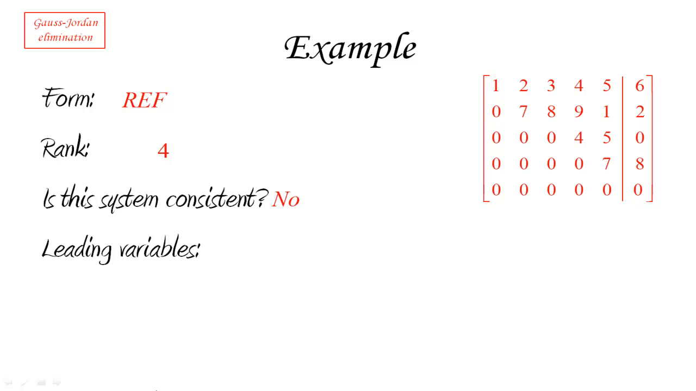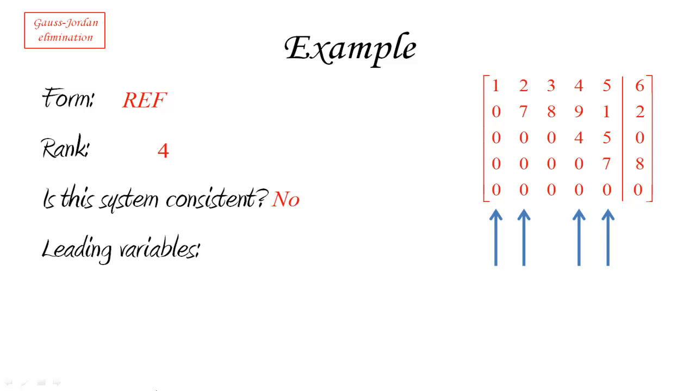Now, in this particular situation, which ones are the leading variables or the basic variables? Leading variables is another name for basic variables. Well, of course, the first one, the second one, the fourth one, and the fifth one, which are the ones which have leading coefficients.